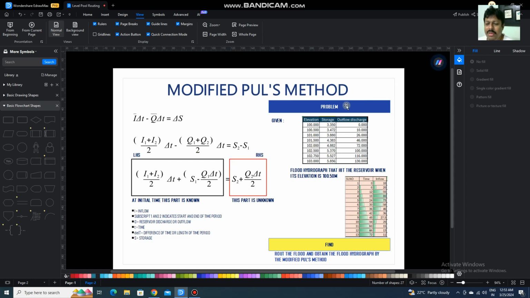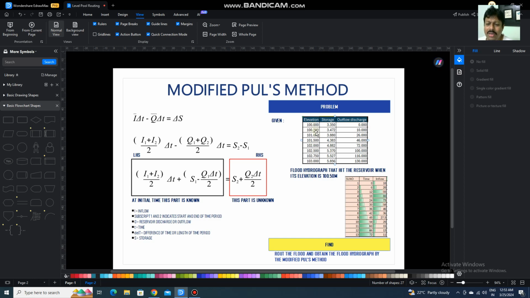So the problem is, let us explain this method with the help of a problem. The given data is elevation, storage, outflow, discharge. So elevations are given of a reservoir. Storage, the amount of water stored in the reservoir, is given corresponding to its elevation, and corresponding to the discharge, how much water it is outflowing.